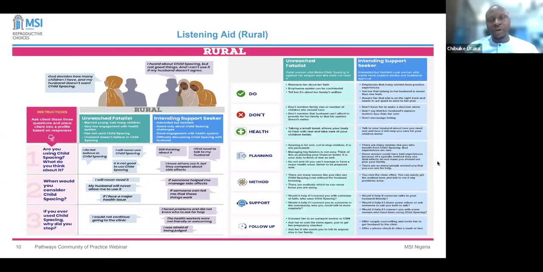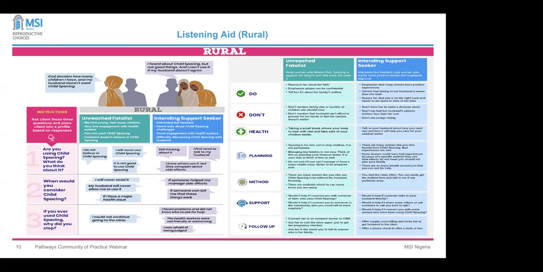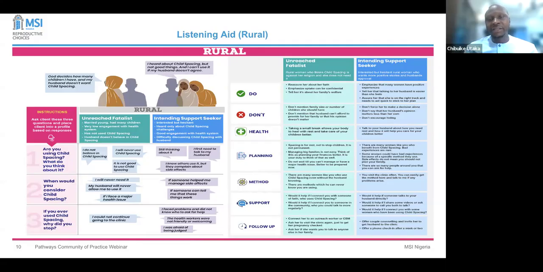All right, so this is also because the listening aid, just like the typing tool, we have for rural and we have for urban segmentation. So whichever one the mobilizer or the service provider finds, they categorize the person with it, and flip through to be able to administer. It's also the same thing. Basically, it has the snapshot of the pathways as segments and profiles. So next slide.